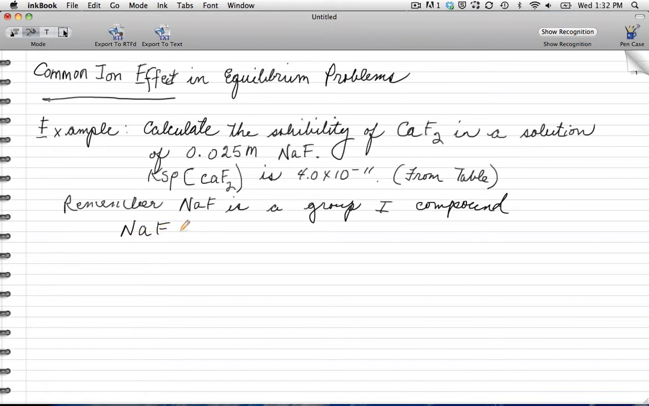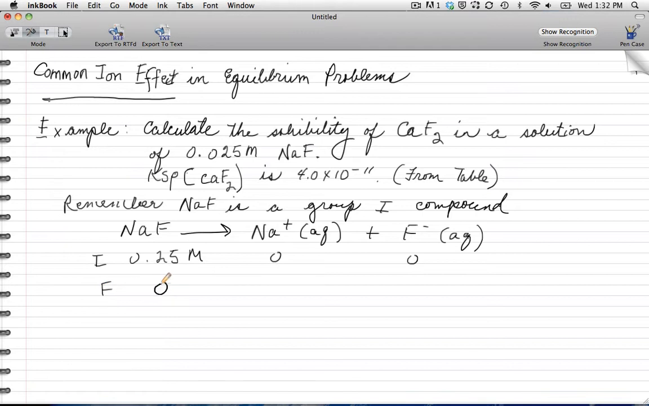Okay, now I'm going to write out everything I just said, which I wish I wasn't doing. But in case you forgot, sodium fluoride is a group 1 compound. Sodium is group 1, so what you get from that is sodium ions and fluoride ions. And you're not interested in the sodium ions. They're spectators. You're interested in the fluoride ions. Or you may not be interested, but the calcium fluoride is interested.